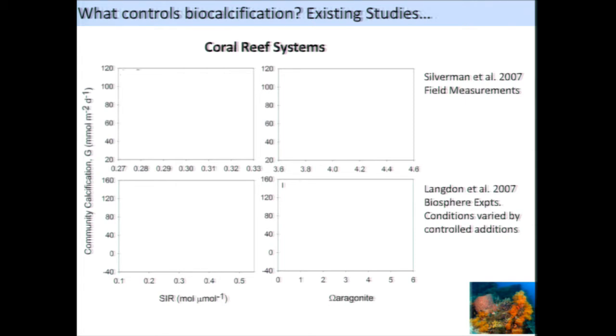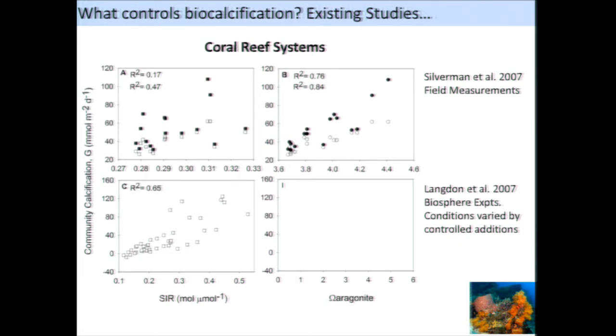I'm going to show you 2 examples, one from coral reefs. There are 2 different studies here. Silverman et al., a paper in 2007. I'm showing you two sets of data here. The black dots are the actual measurements, and then using a Q10 for the coral, we correct the rates, and there's the SIR response and the aragonite response. It's difficult to fully disentangle these, but you'll notice the fit is better with the saturation state versus the SIR. We also use the Langdon 2007 Biosphere experiments, which are interesting because they use bicarbonate addition to alter the chemistry, and we see a slightly better fit with saturation state.